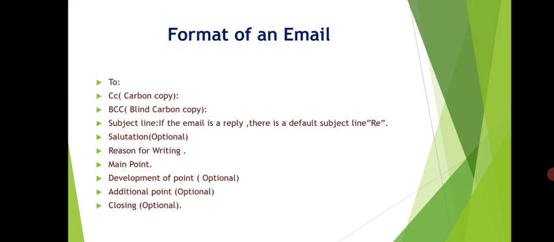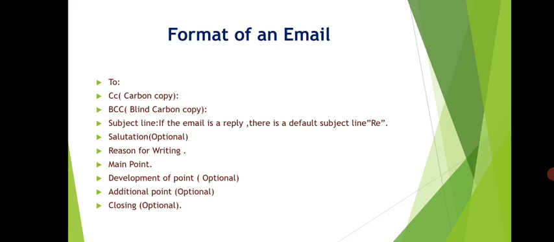Now moving on to the format of an email. It's very important to know the format of an email. So what is the format? In an email, the first thing is that you have to provide the To address. To means to whom you are writing. You have to provide the email address of the person to whom you are sending the email. It is very important to fill this space.